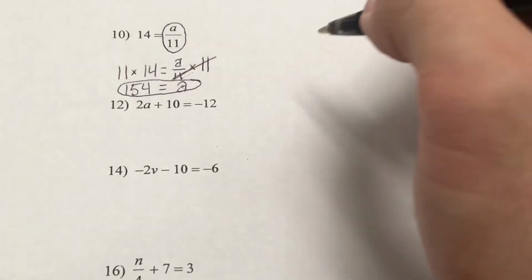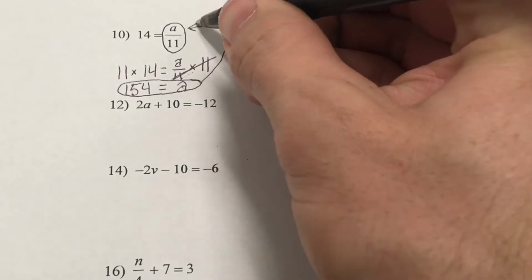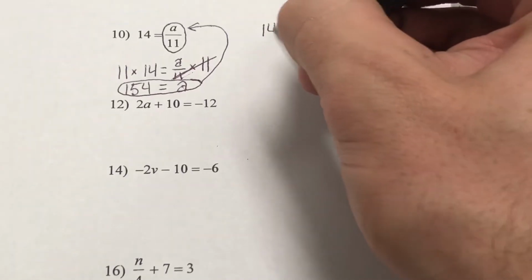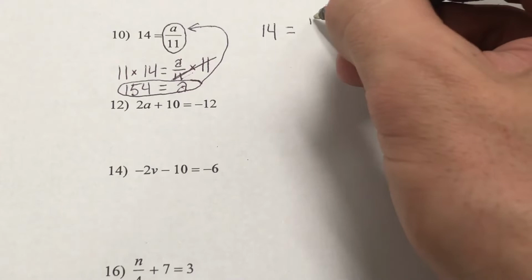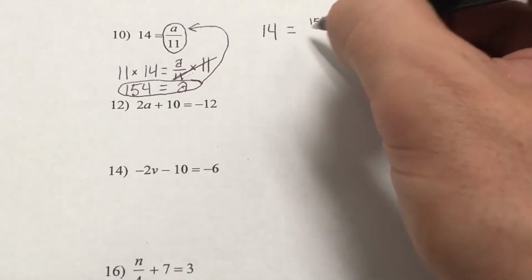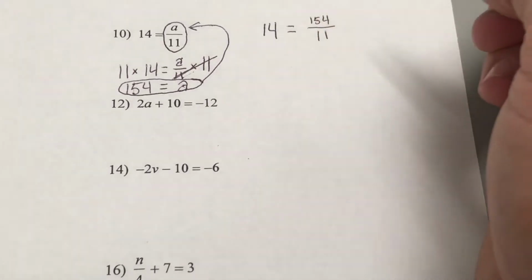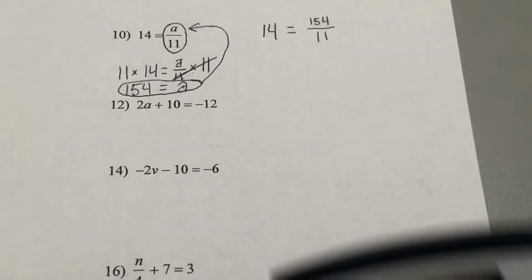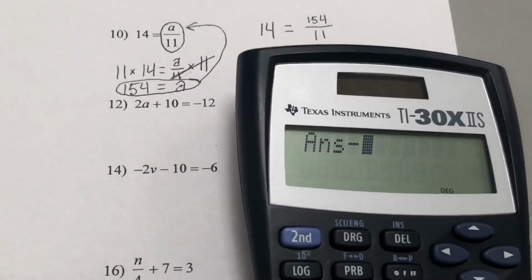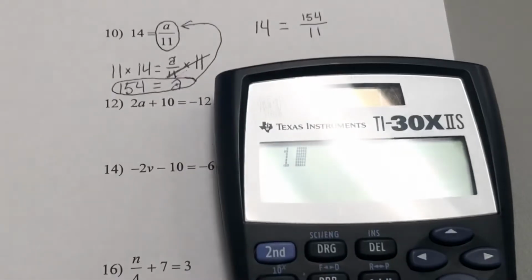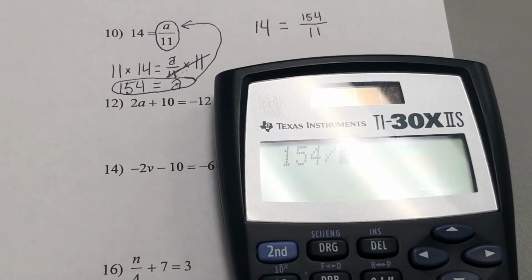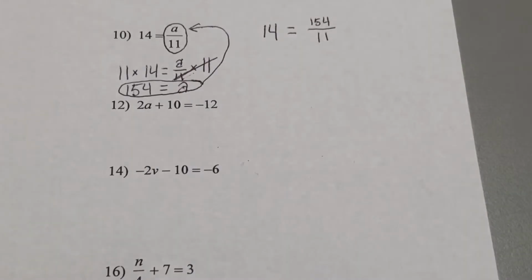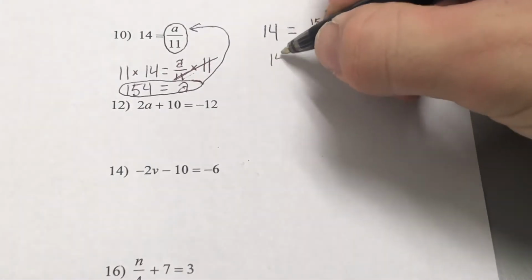We'll circle our answer, and we'll check our work. 14 is equal to 154 over 11. Get out our handy dandy calculator. Clear it. 154 divided by 11, enter, and we get 14. So we were correct.